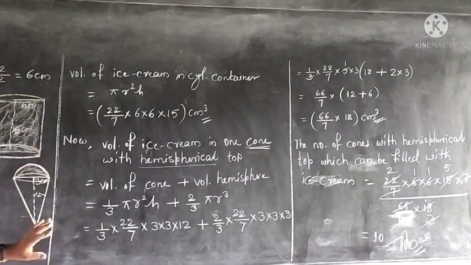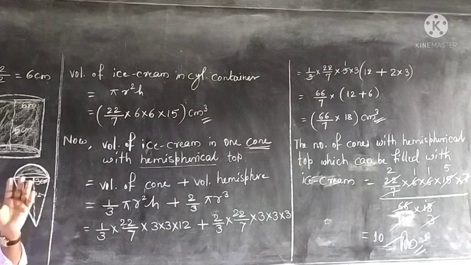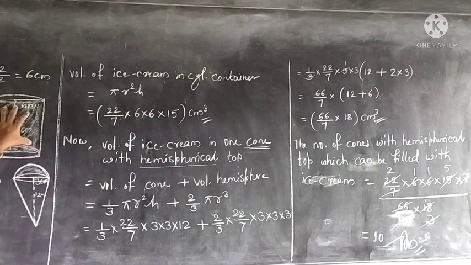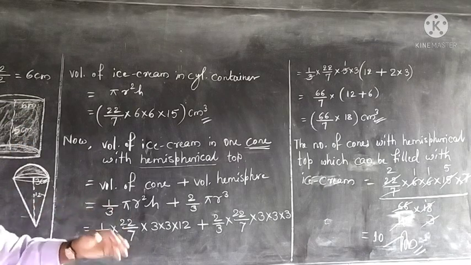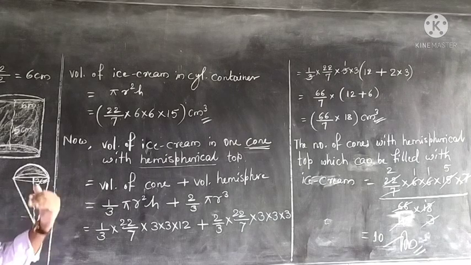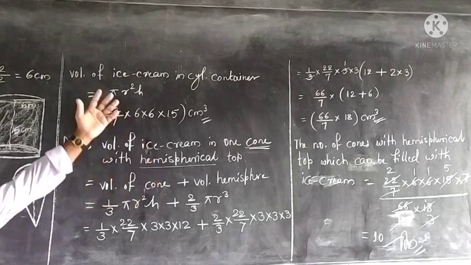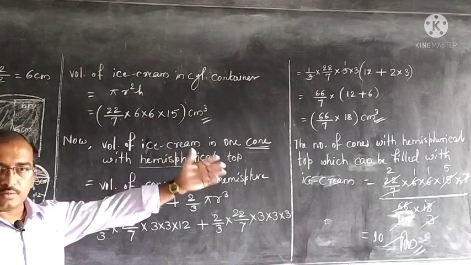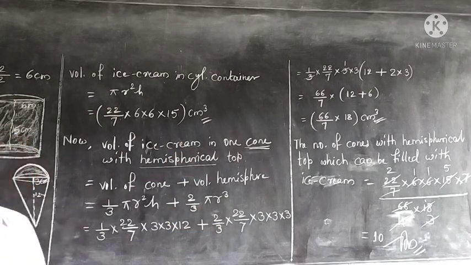I hope you have understood. The concept is what? How much ice cream is in the container? We are going to fill it in a number of cones. The shape of the cone is not only a cone, the top is a hemisphere, and we calculate both volumes separately, and then we divide and find the number of cones. Now, let us go to another question, number 6.